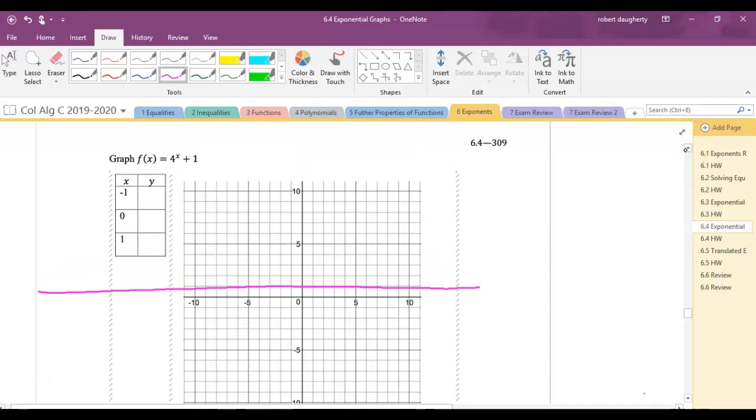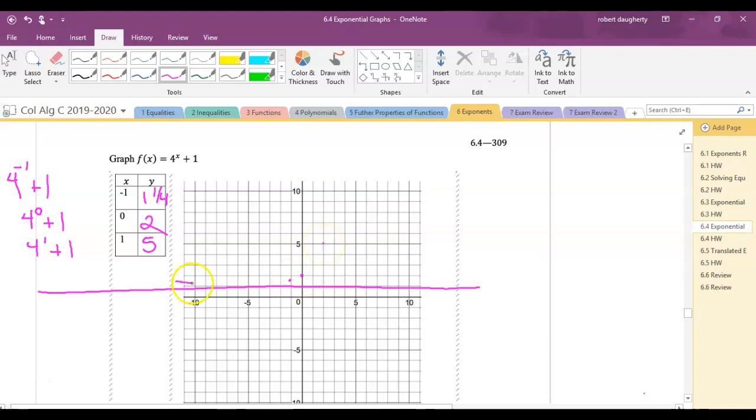Let's plug in values. What is 4 to the 0 plus 1? What's 4 to the 0? 1. What's 1 plus 1? 2. Okay. What's 4 to the 1 plus 1? That's 5. 4 to the negative 1 plus 1. What's 4 to the negative 1? 1/4. 1/4 plus 1 is 1 1/4. Okay. So negative 1, 1 1/4, 0, 2, 1, 5.